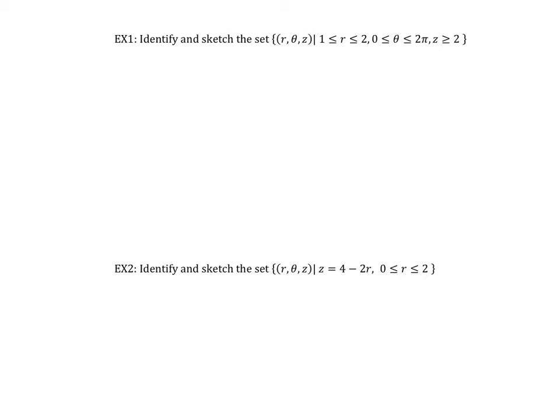What we're going to do in example 1 is identify and sketch the following set. The set we have here is r, theta, z, where r goes between 1 and 2, theta is 0 to 2 pi, and z values are all values greater than or equal to 2. I'm going to go ahead and sketch my coordinate system for x, y, and z.